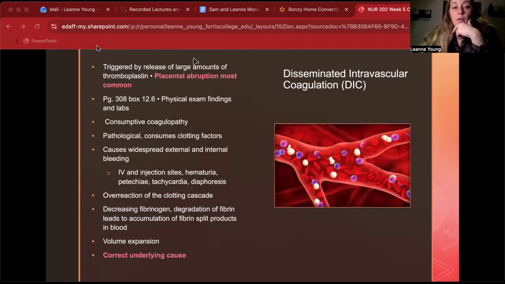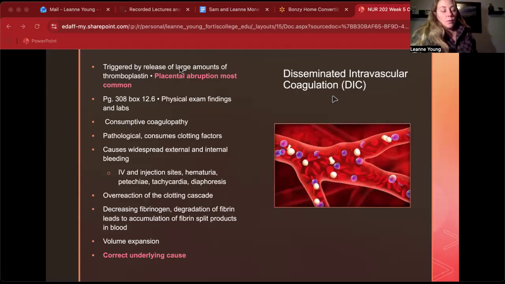This is a consumptive coagulopathy. So, you guys need to know what are the signs and symptoms of your patient. Sometimes it can be pathological and it's consuming the clotting factors. It causes widespread external and internal bleeding. So this can be in IV and injection sites, hematuria, so blood in the urine, petechiae, tachycardia, and diaphoresis are some things that we can see. It's an overreaction of the clotting cascade.